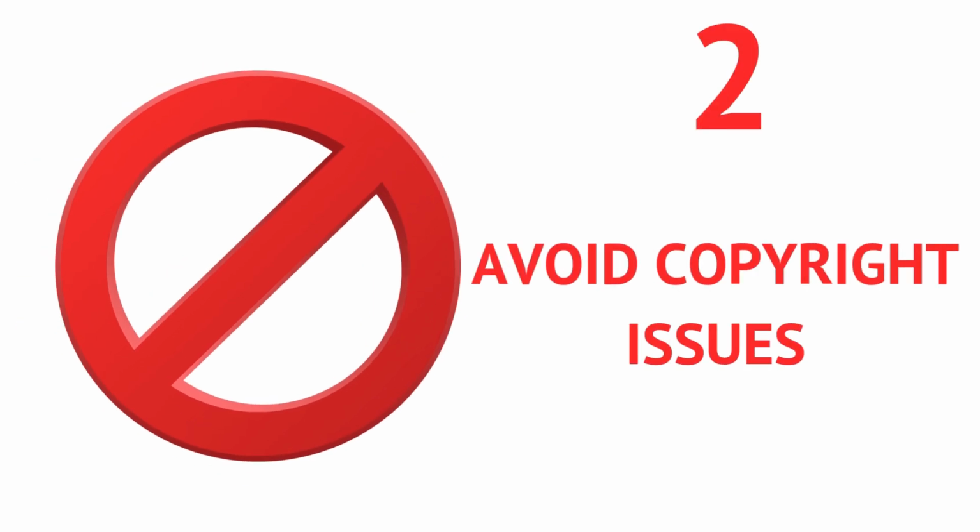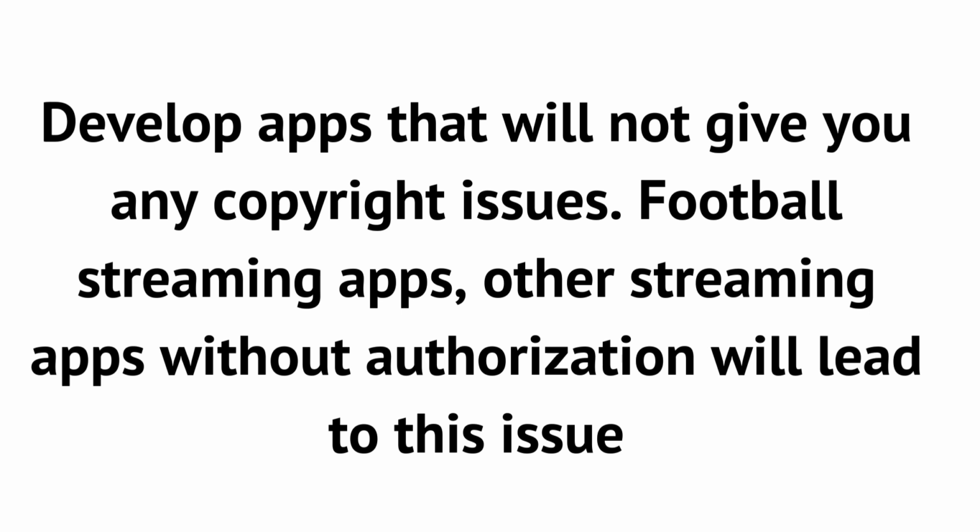Number 2. Avoid copyright issues. Don't develop streaming apps. Football streaming apps are special targets for Google Task Force. Google reviews apps from time to time, and if they review your app and it infringes the rights of others, your app will be suspended. Aside from Google Task Force, other companies have spies that scrutinize apps on the Play Store to see if there is any content in your app that belongs to them. If any copyrighted content is found, they will file an appeal against your app, and Google will take immediate action. Your app will be suspended.